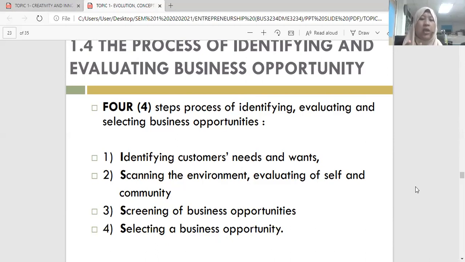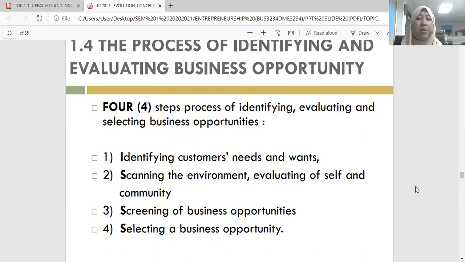We have to divide it into two, right? We have the internal environment, we have the external environment, and then we have to evaluate in terms of ourselves and also the society and the community itself. Because as an entrepreneur, we are not just talking about you yourself. When you are running your business, you are dealing with the business around you, surrounding you. So we take into account that the people, the community, the society help each other to support your business. And the third one, we have a screening of the business opportunity.